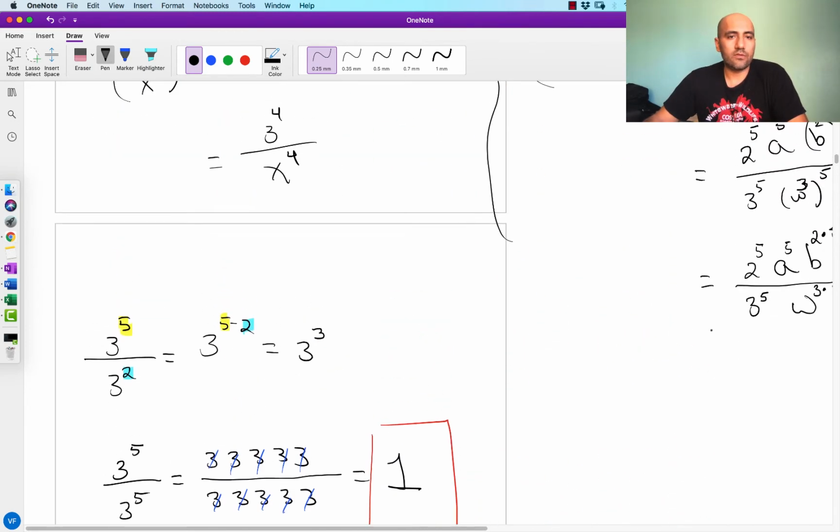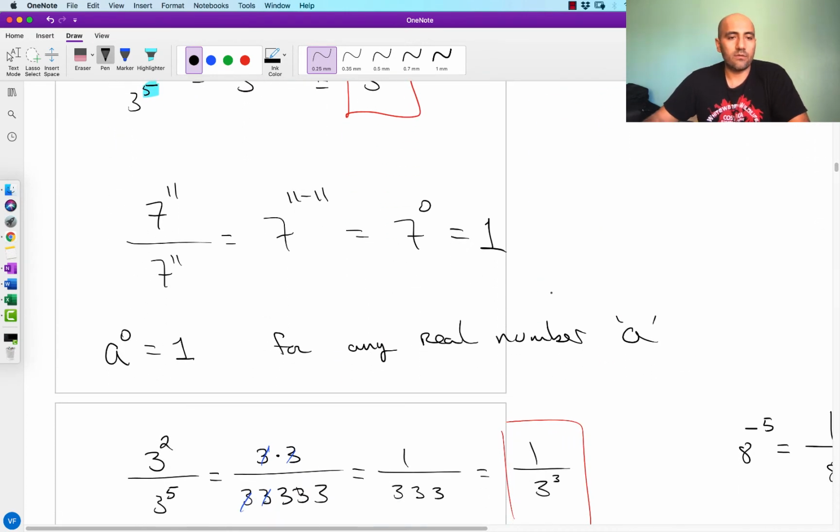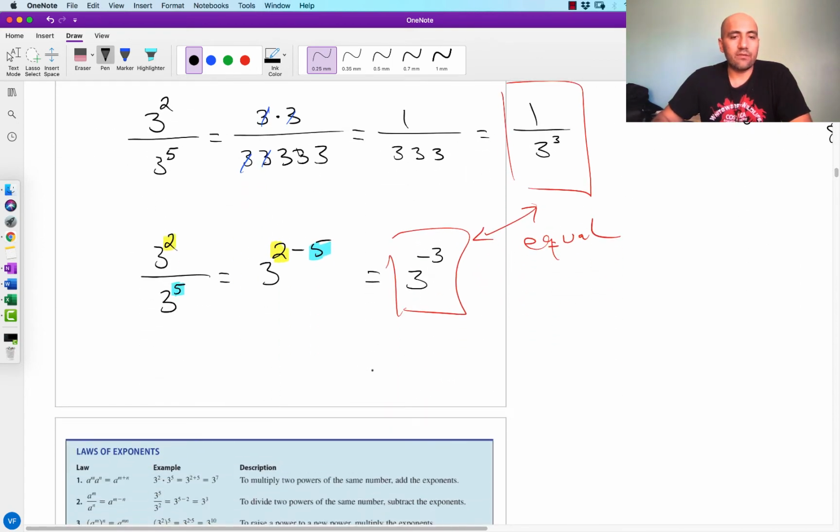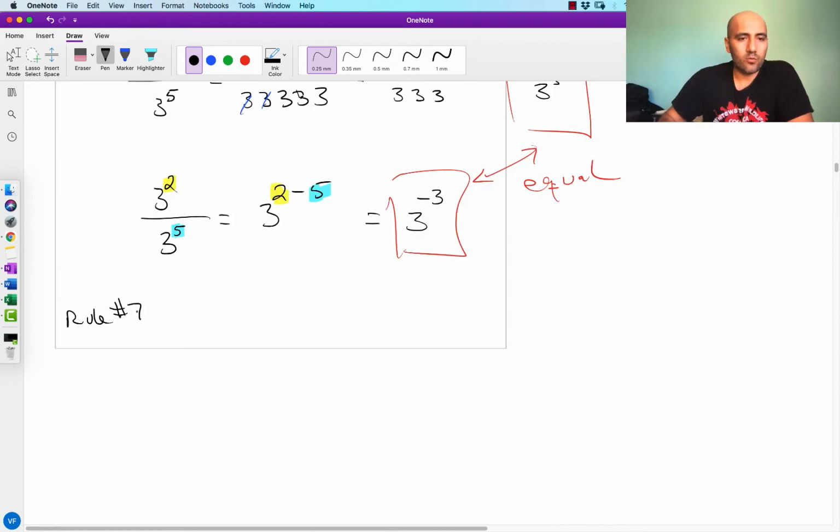So where was I with these rules? Rule number 5. So rule number 6 is this one. Rule number 6 is that a to the 0 power equals 1 for any real number a. And rule number 7 is that a to the power of negative n is equal to 1 over a to the power of n. Good. And that's for any real number a.